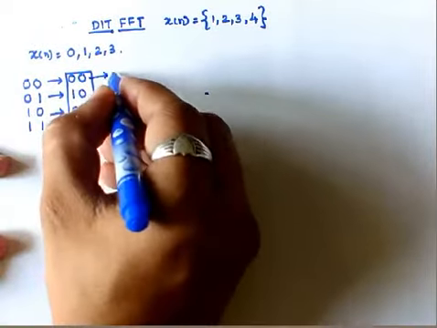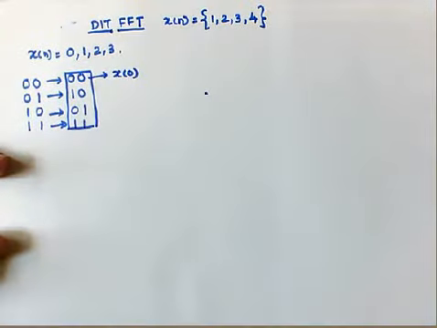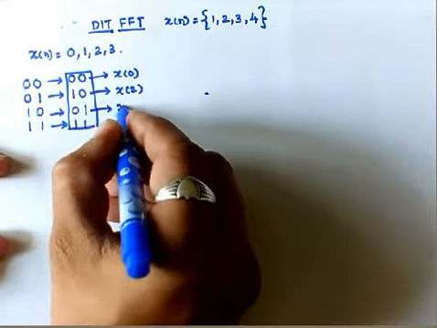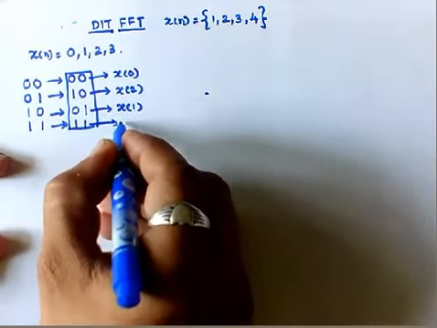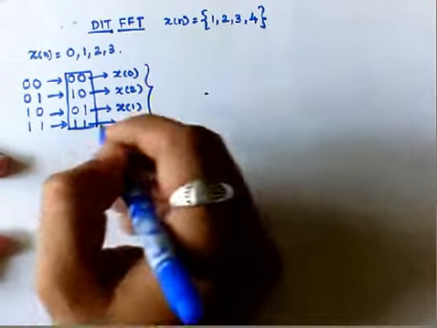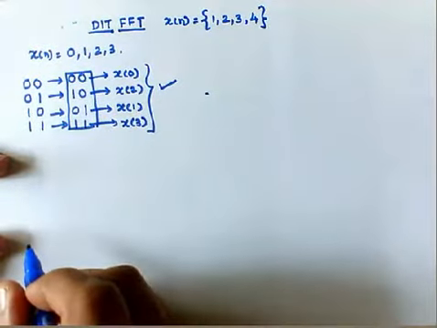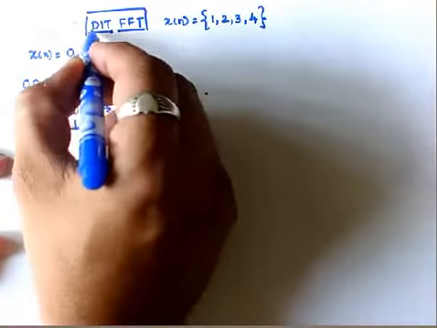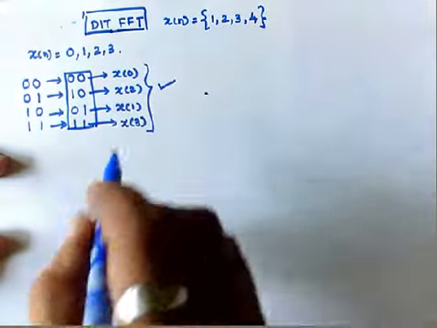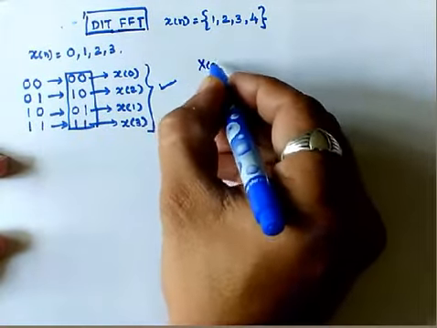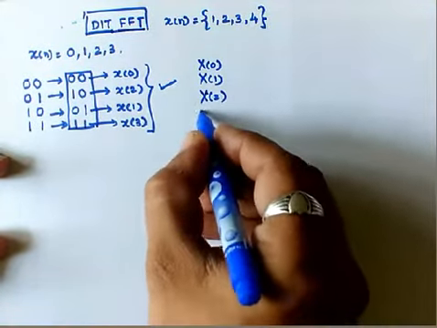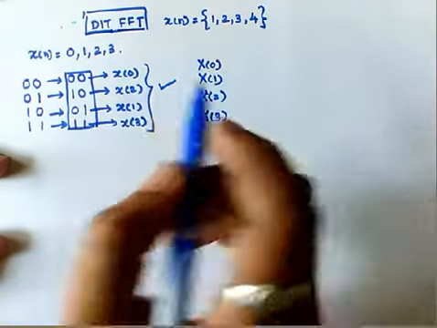So 0, 0, I will just refer to as x of 0, 1, 0 is nothing but x of 2, 0, 1 is x of 1, and 1, 1 is nothing but x of 3. This is how the shuffled input will be obtained when we decide on decimation in time fast Fourier transform. Now let's see, once the input is decided, how we will get the related DFTs like X of 0, X of 1, X of 2, and X of 3.